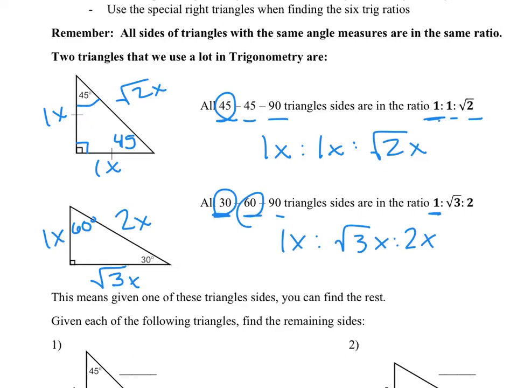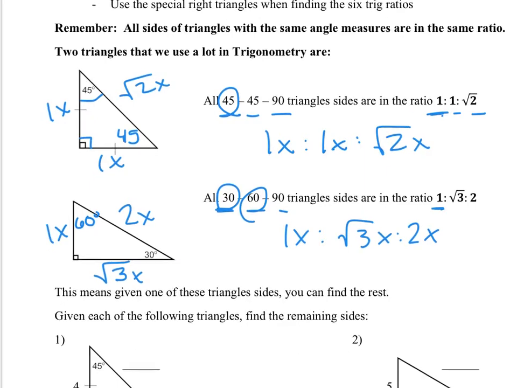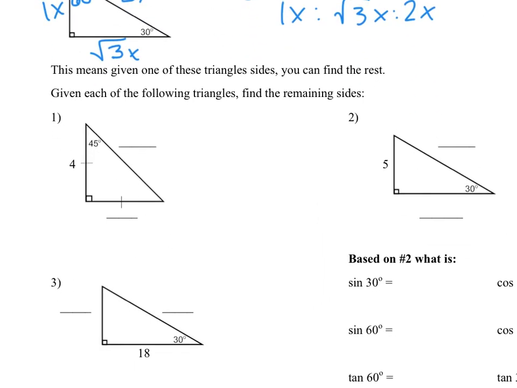So from there, we can use that idea to find sides. Given one side, you should be able to find all 3. So this is a 45. It says 45 here, so we know so is this. Okay, so one side is 4. If we look at our ratio, 1x, 1x, radical 2x, the side opposite the 45, we can say, is 4. So x is 4.